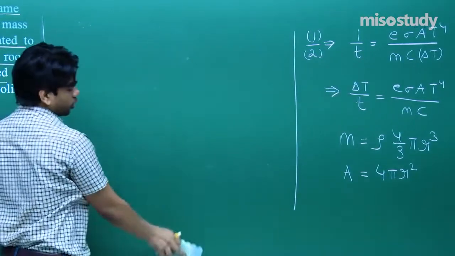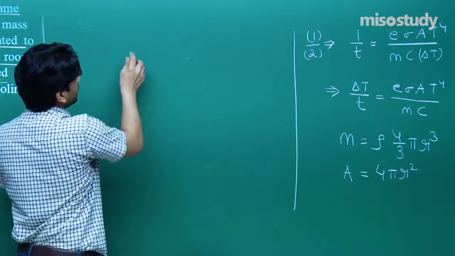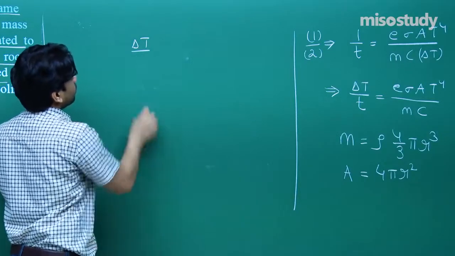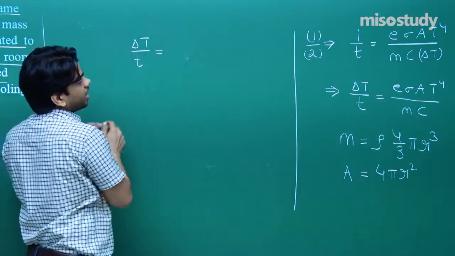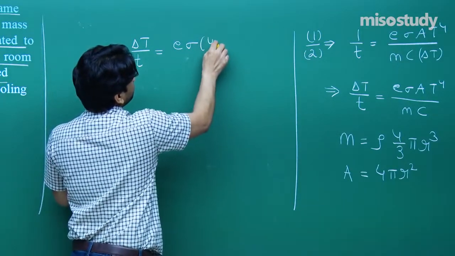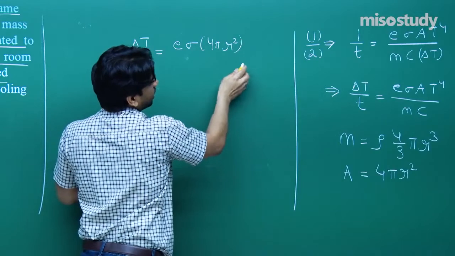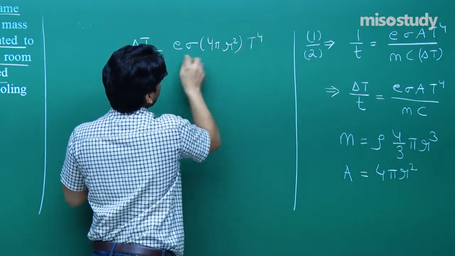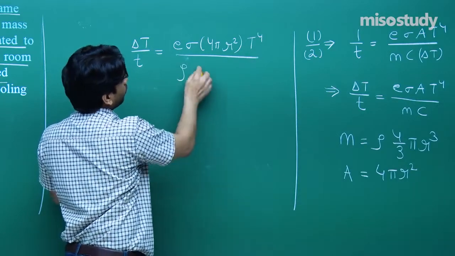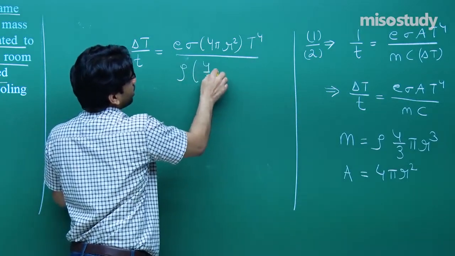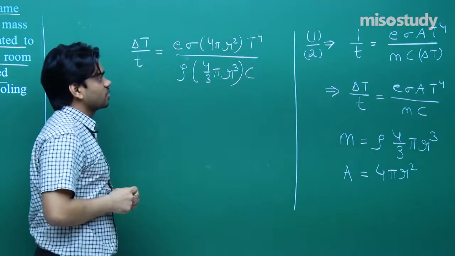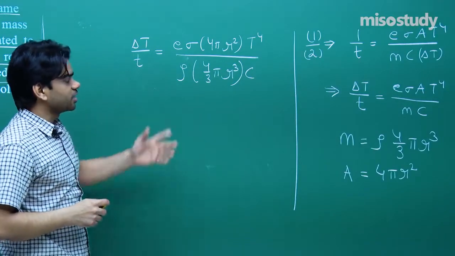M1 equals 3 M2, that is what you need to remember. From here you see delta T by T, that is with respect to time, E sigma A T to the power 4. The value of A is 4 pi r square, and here you have T to the power 4 divided by the mass, and the value of mass comes out to be rho 4 by 3 pi r cube, multiplied with C. This is the final relation we are going to get.